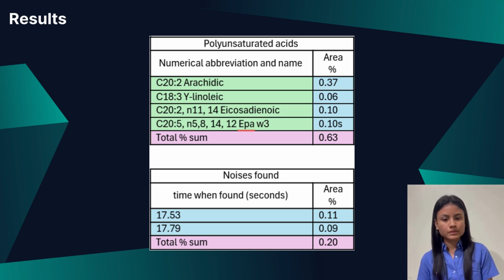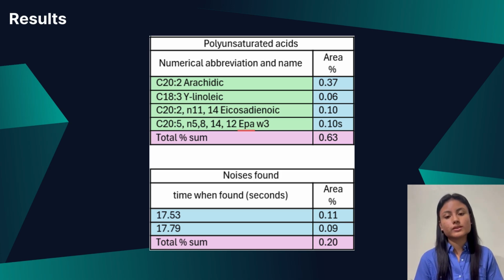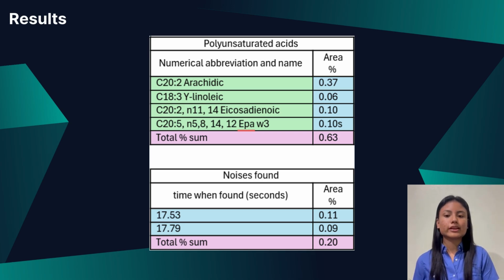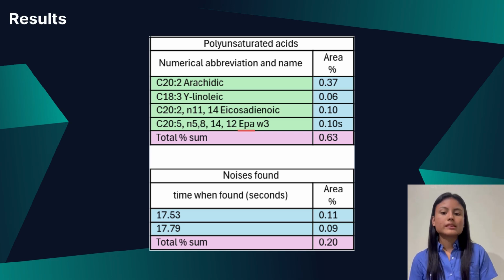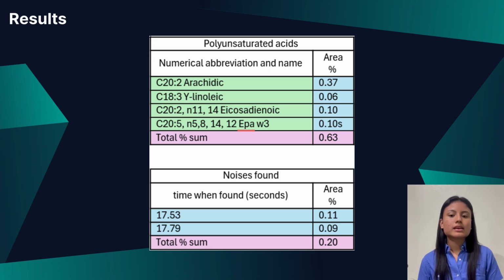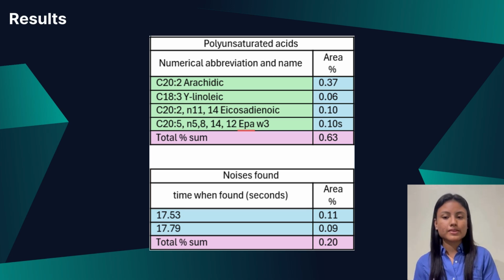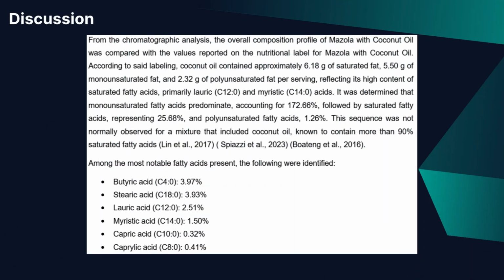0.63% of the total. This percentage gave a total sum of 99.80%. The missing 0.20% was from the 2 peaks that could not be found in the reference fatty acid table. Since their times of appearance did not coincide with any acid in the reference table, these peaks were called noise.